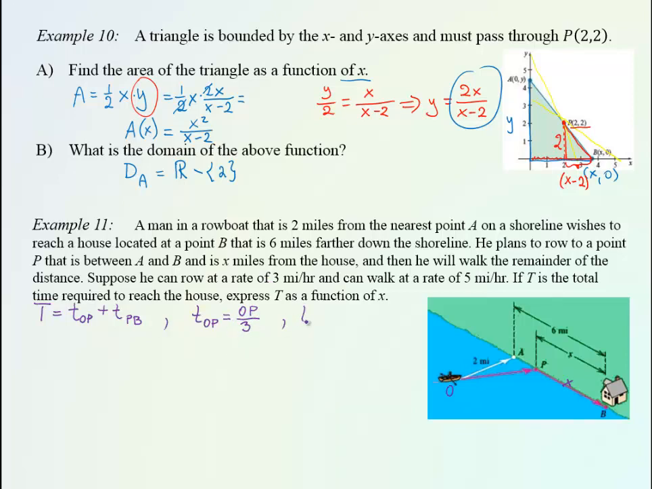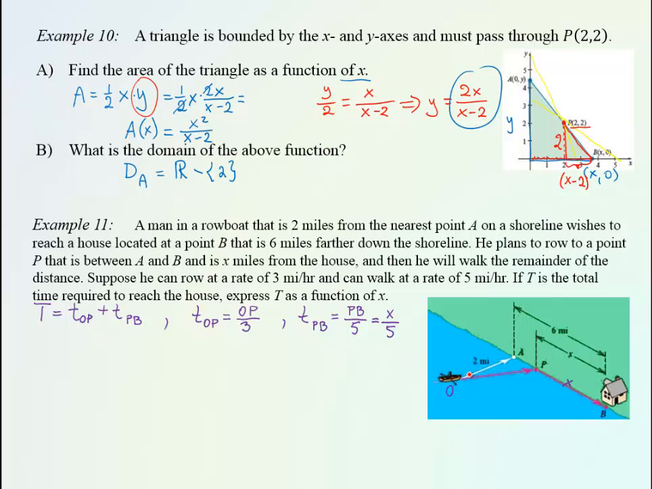Similarly, t_PB is the distance PB over the rate, which is 5 miles per hour. Okay, and PB is the same as x. So the expression for the second time is already in terms of x over 5. Now the only thing that we still need to do is to express OP, this distance, in terms of x. Well, how can we do that?